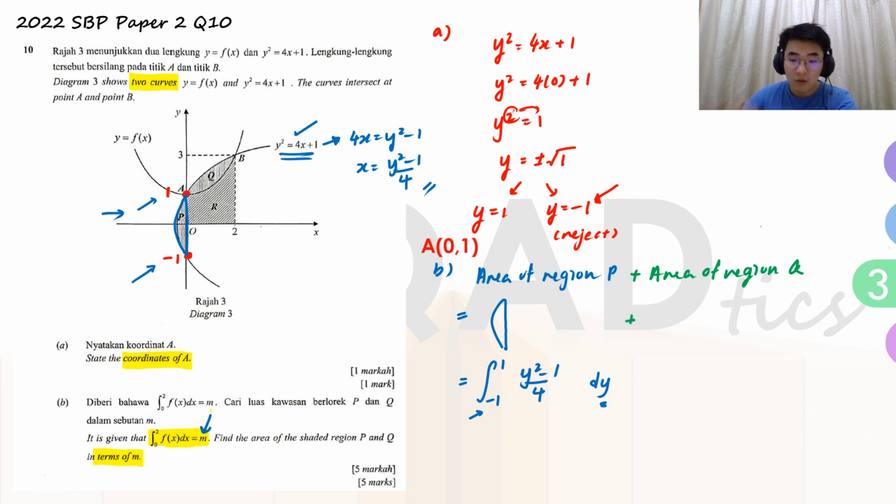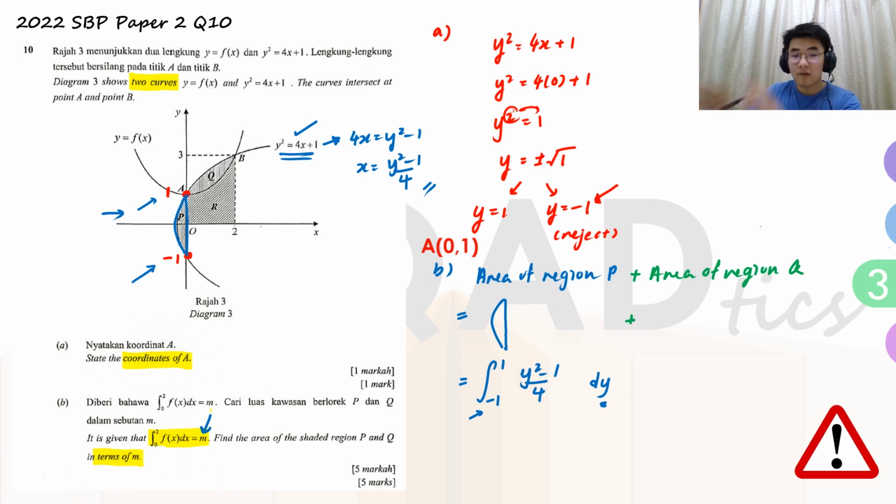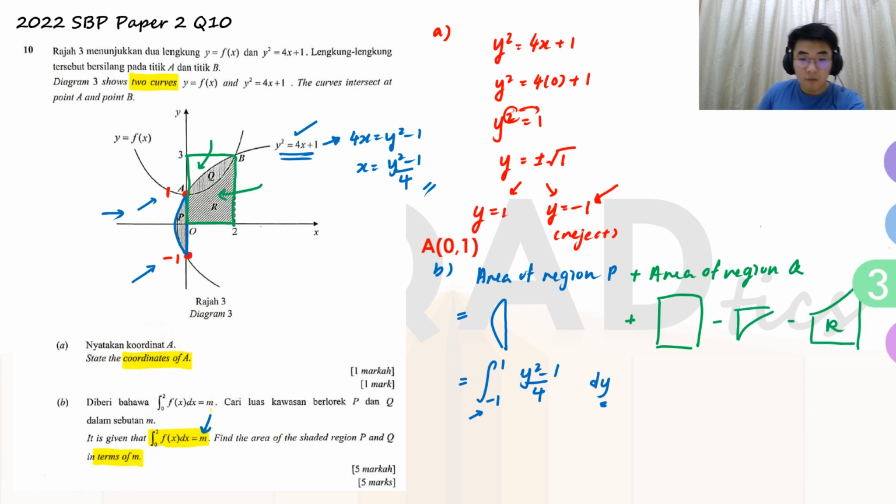And for region Q, we can use a way that we learned from the previous videos, which is to select the big shape and minus out the unimportant parts. So our big shape will be the rectangle, and we minus out this white shape and the region R. To find the area of the rectangle will be easy. This will be 2 and this will be 3, so we multiply 2 and 3.